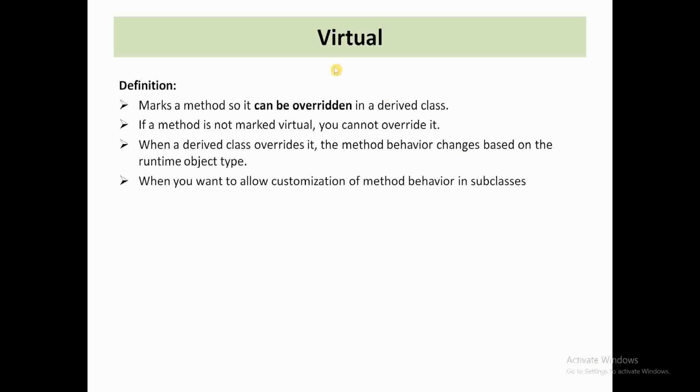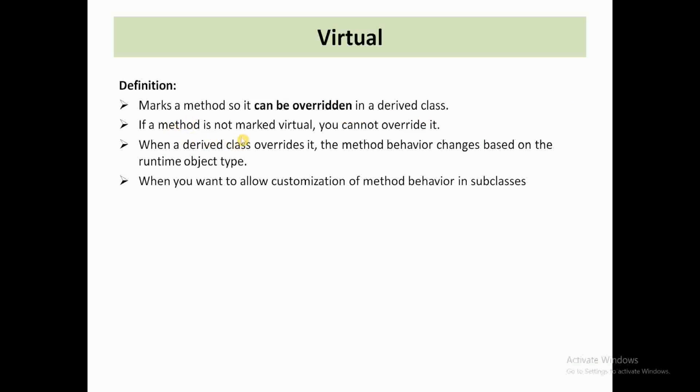Next we have a virtual modifier. It marks a method so it can be overridden in the derived class. Suppose we created some virtual method, and we want to override it, meaning we want some new implementation, new value, but not in the same method but in a new method. So we can do that with the virtual modifier, and in the derived class we can override this virtual method.